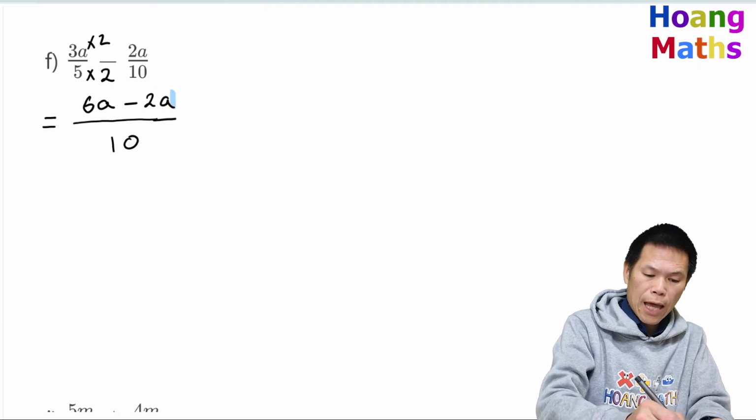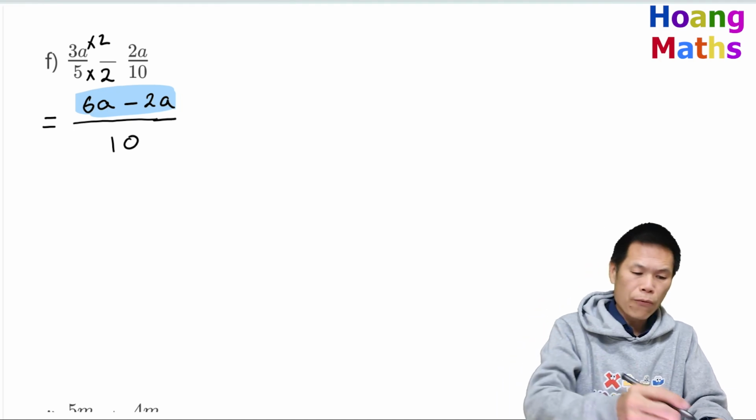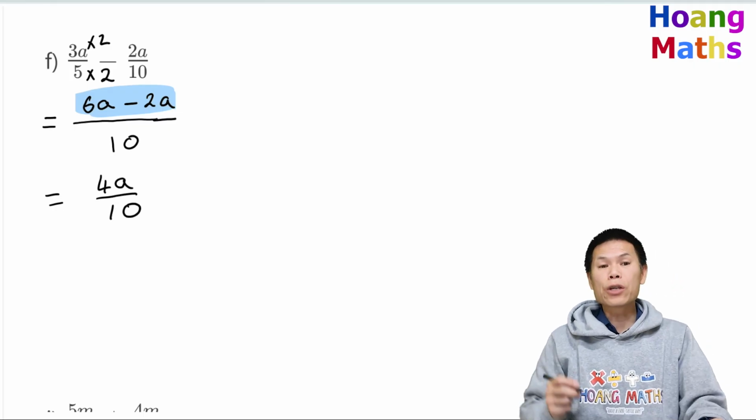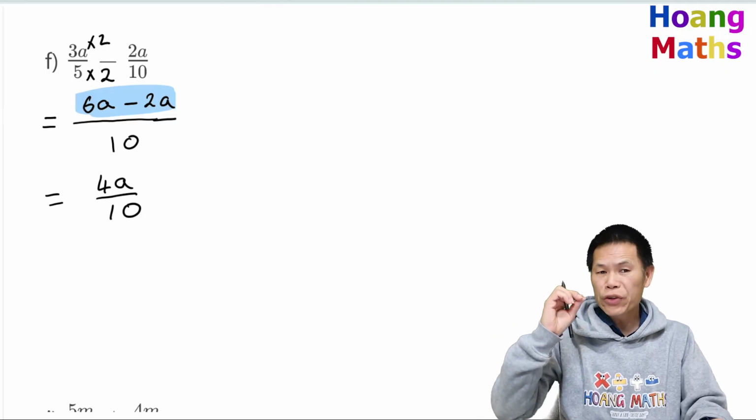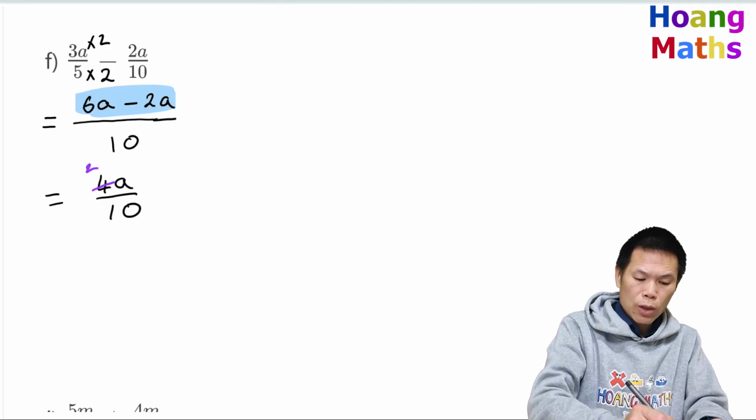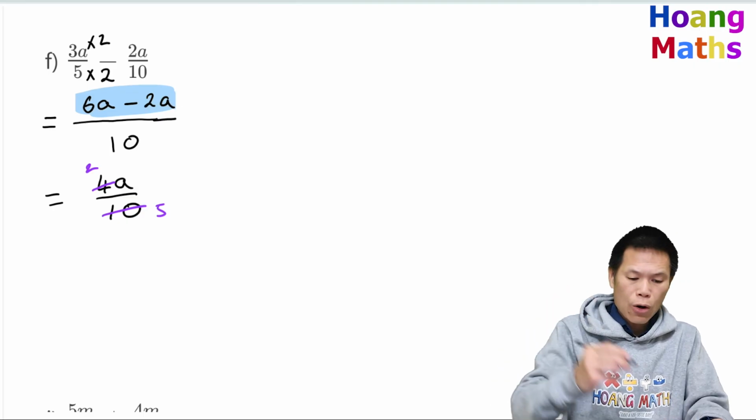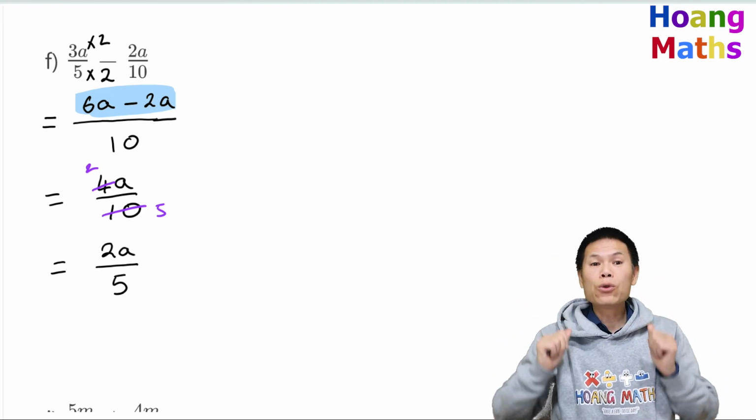So therefore, we just write 2a down. So now we just collect the like terms. So 6a minus 2a. 6 minus 2 gives me 4. So the answer is 4a over 10. There you go. But then 4 and 10, we can both simplify further by both dividing by 2. So we divide this by 2, that gives me 2. We divide this by 2, gives me 5. So that is 2a over 5. There you go.